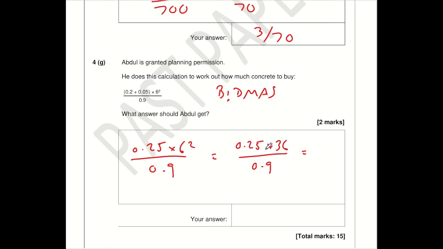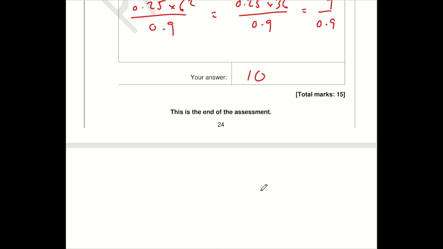So let's sort out the top. 0.25 multiplied by 36 is 9, and 9 divided by 0.9 is 10. And that takes us to the end of the assessment.